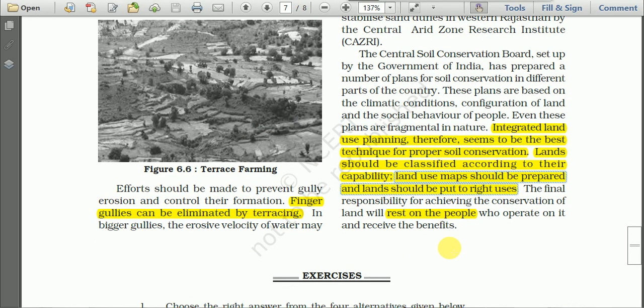The final responsibility for achieving the conservation of land will rest upon the people who operate on it and receive the benefit. That means without people's participation, conservation of soil is not possible, because it is the people who are using the resources, who are using the soil for cultivation. And if we educate the people, then the conservation of soil will be a successful one.